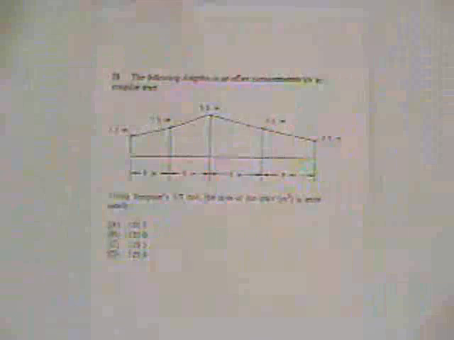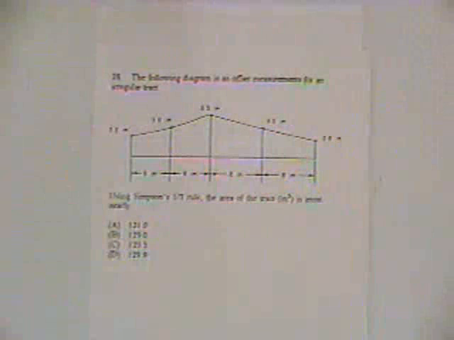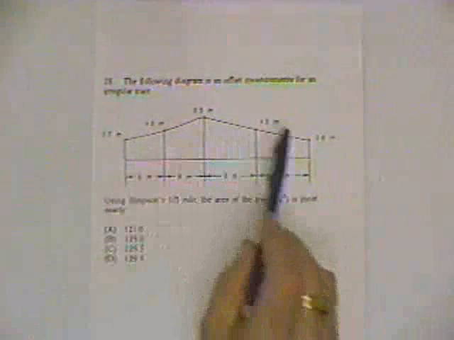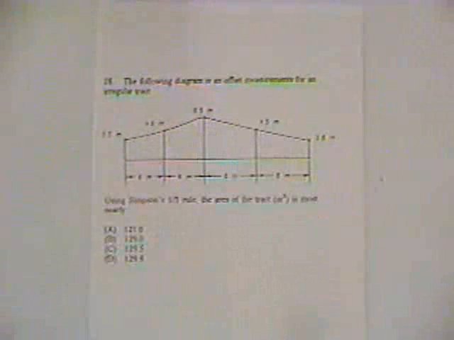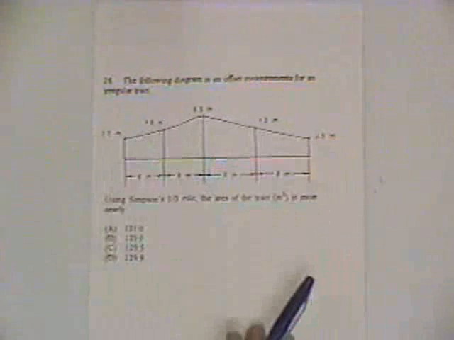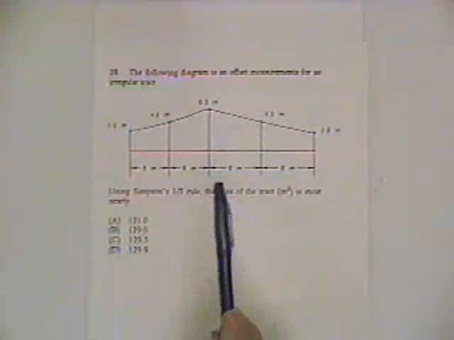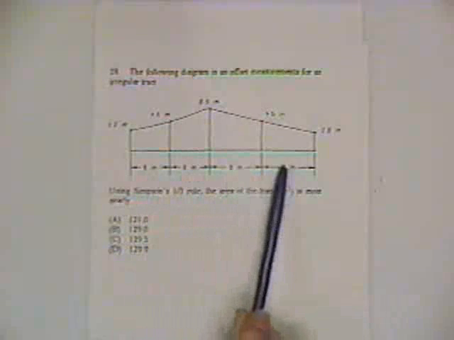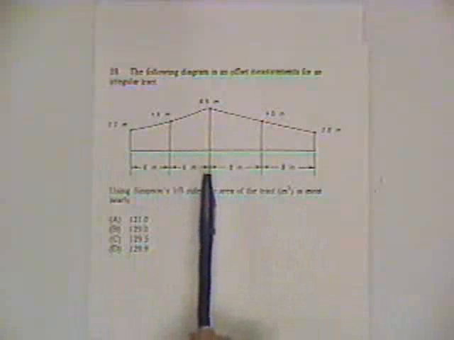Here's an example of another problem that would require you to use Simpson's rule. This is a problem in which you have an irregular tract of land, and the problem specifies that you need to determine the area of the tract, so in effect you're calculating the area under that curve. The important thing to note is that the data is given with 1, 2, 3, 4 segments, but the segments have different values of delta x.